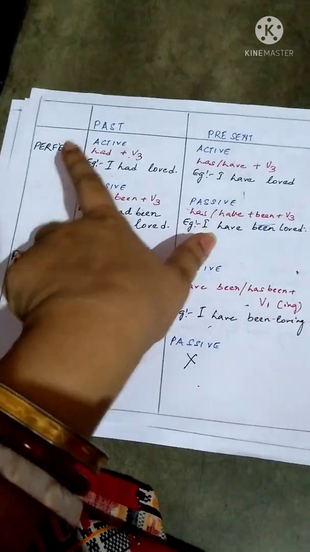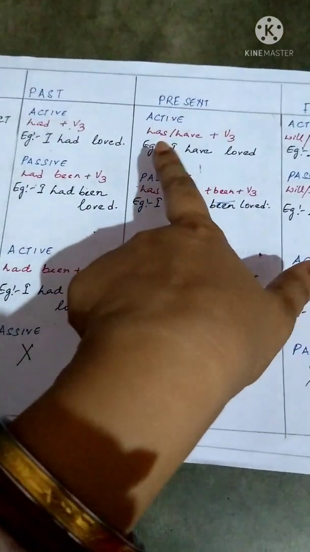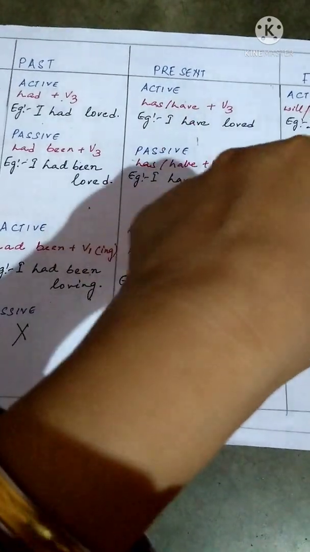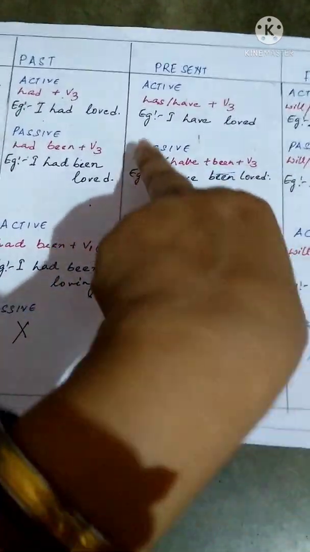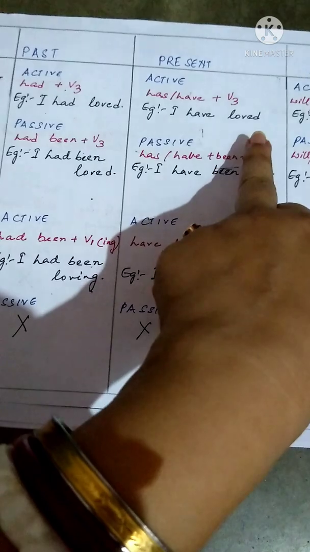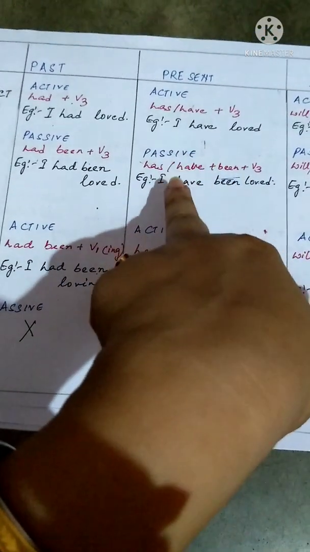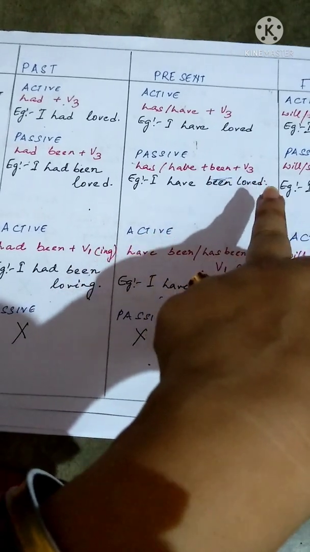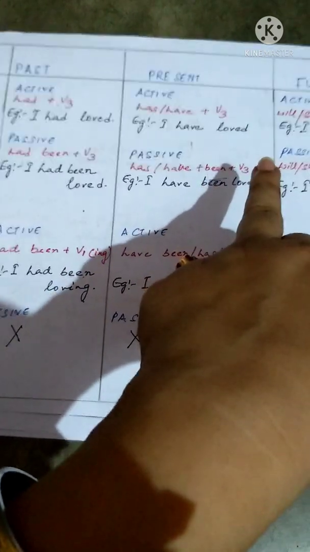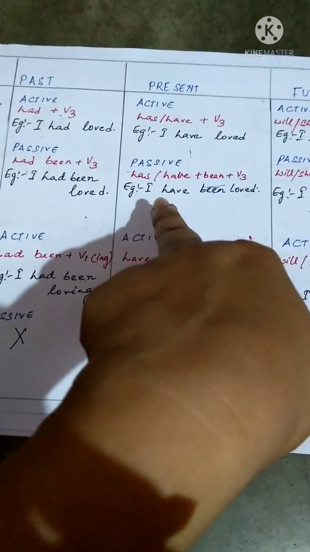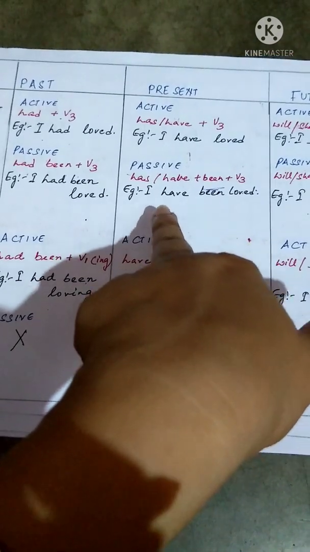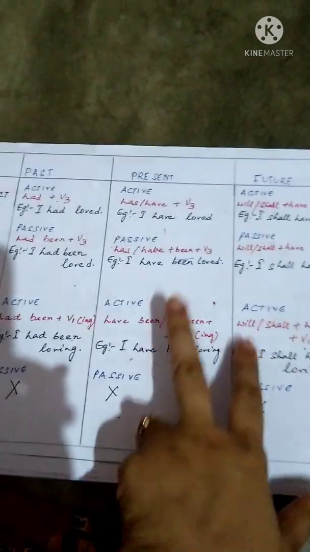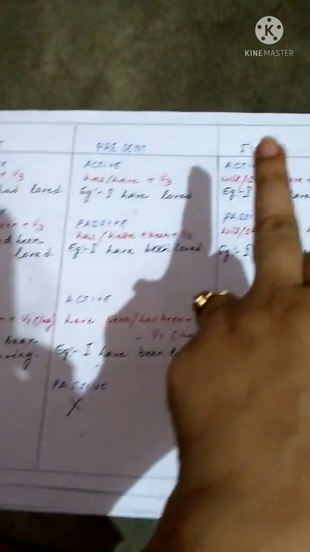Now for present perfect. In active, what is the formula? Has or have plus V3. That is participle form of the verb. So I have loved. So what will be in passive? The formula has or have plus been plus V3. So what will be the example in passive? I have been loved.